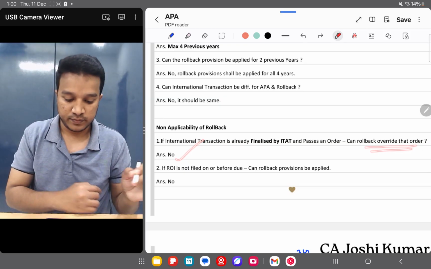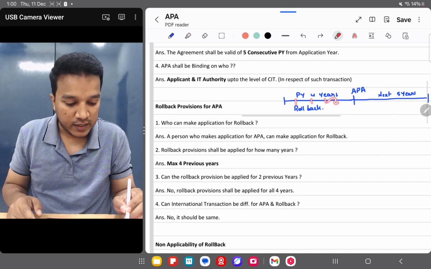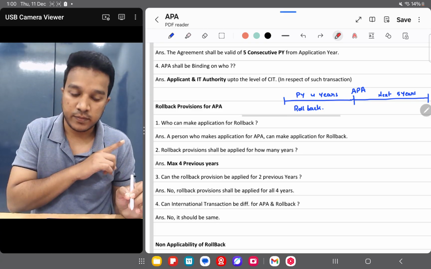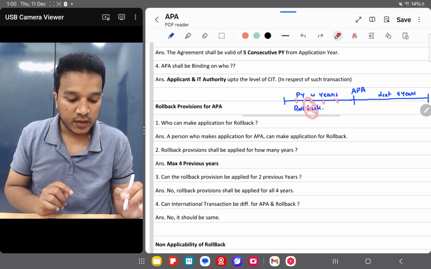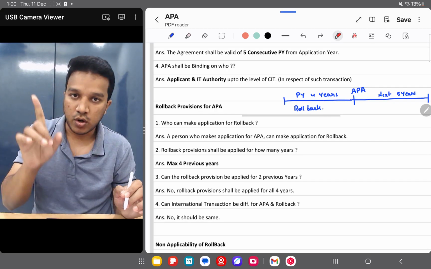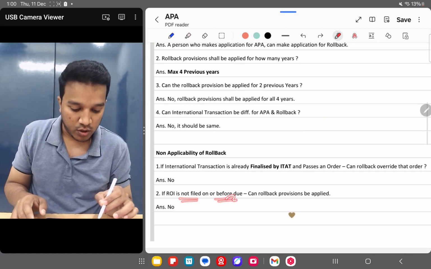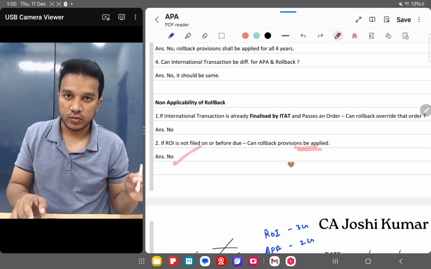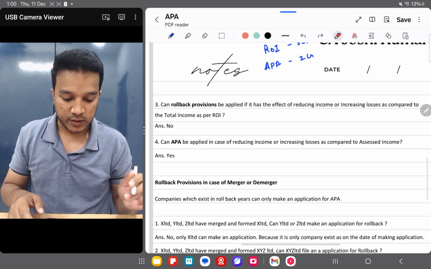The answer is no. Look, here there are 4 years, and you file a return of income for these 4 years. This return of income should be filed on or before the due date. If the return of income is not filed in any year, then for that particular year rollback provisions will not be applicable. If return of income is not filed on or before the due date, can rollback provisions be applied? The answer is no. Return of income should be filed on or before the due date.